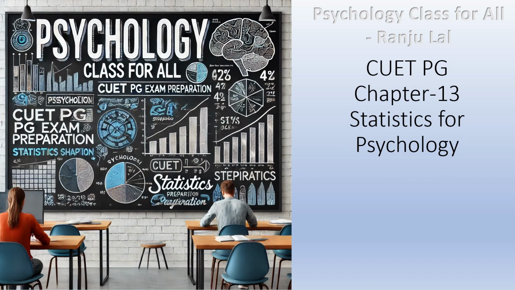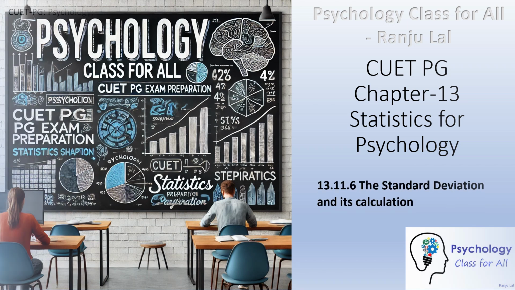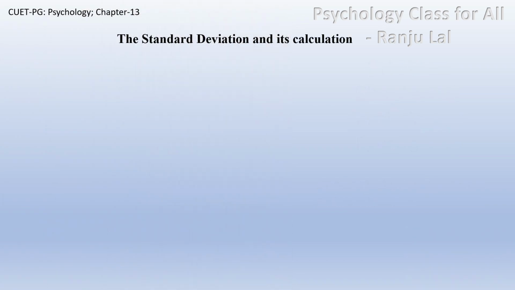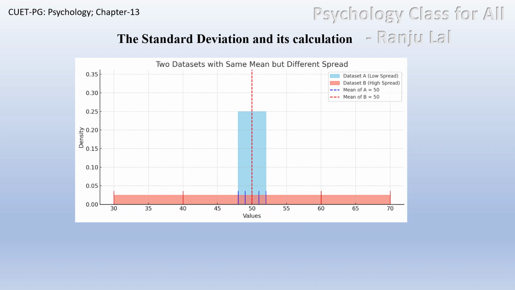Today we will try to understand standard deviation in psychology, understanding how people vary. You gave a psychology test to your class. The average score was 50, but some scored 30 and others 70. So, is the average telling the full story? No. Standard deviation gives us the real picture.